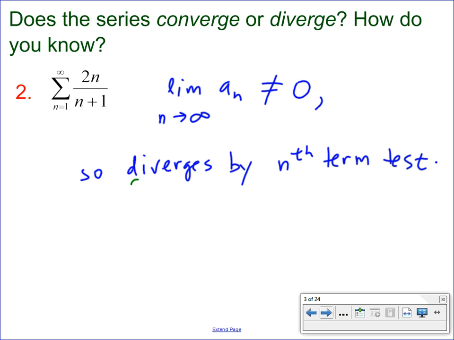It's important to note that the nth term test can only be used to show divergence. We can't use the nth term test to prove convergence. It's just a necessary condition that the nth term approach 0 in order for there to be some possibility of convergence at all. However, the nth term test is the quickest, most direct way to show divergence of a series. Raise your hand if you had divergence for number 2. Did you already have that? So we're 2 for 2.